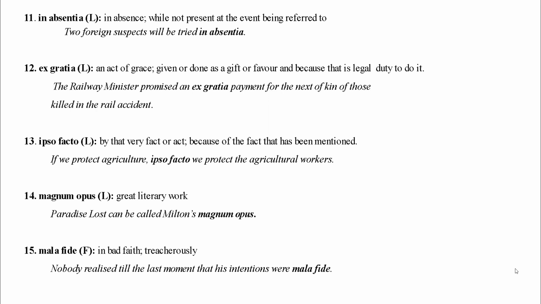So next is magnum opus, great literary work. Paradise Lost can be called Milton's magnum opus. Tirukkural is called Thiruvalluvar's magnum opus, the greatest work written by an author. Okay, that is called magnum opus.